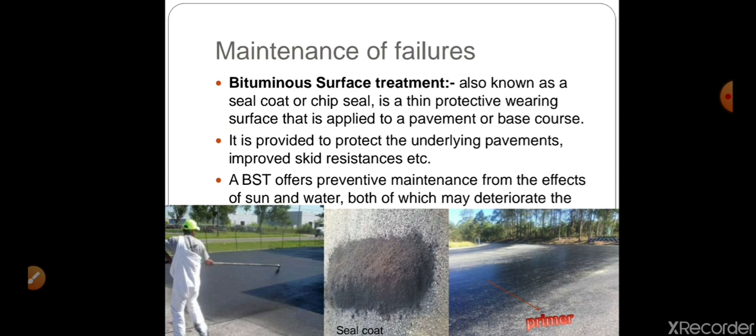Next, the maintenance. How to maintain this? Bituminous surface treatment, also known as a seal coat or chip seal, is a thin protective wearing surface that is applied to the pavement surface. It is provided to protect the underlying pavement, improve skid resistance, etc. Because it has to improve the skid resistance. Otherwise, what happens? All the vehicles start slipping.